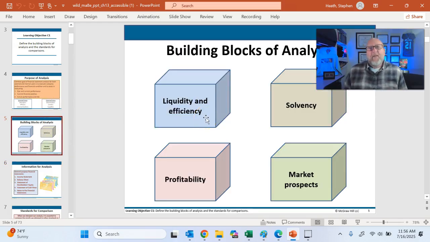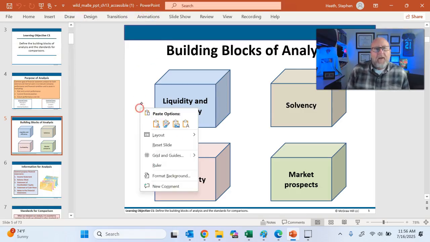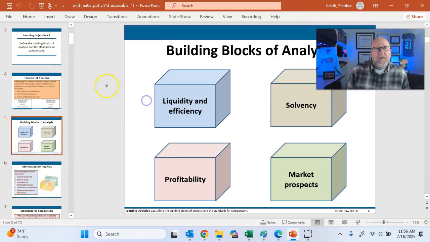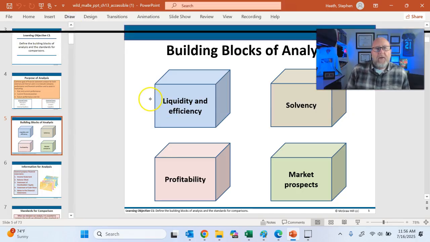Okay, so the building blocks of the analysis, we have liquidity and can I draw? Can I draw? I think I can't yet. Come on, man. I don't even think I really need to draw. I guess I don't. Hey, there we go.